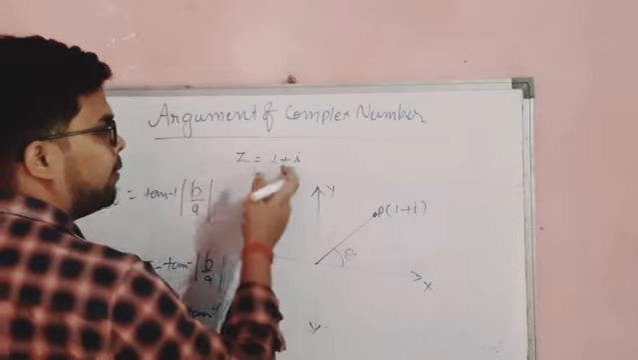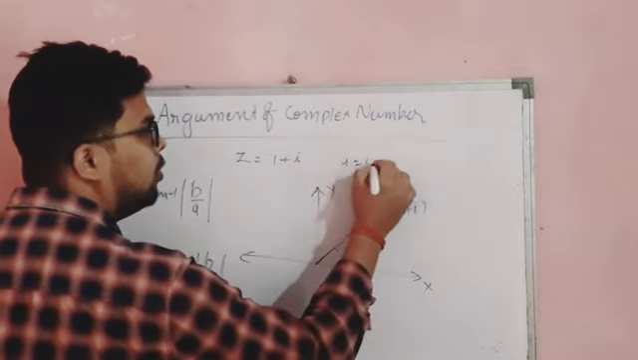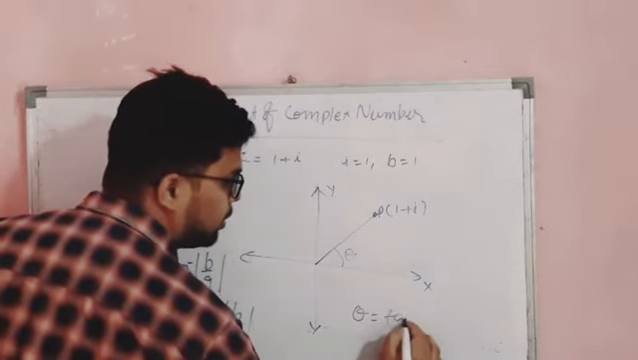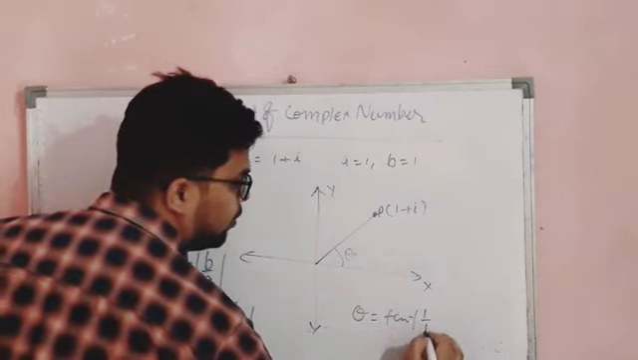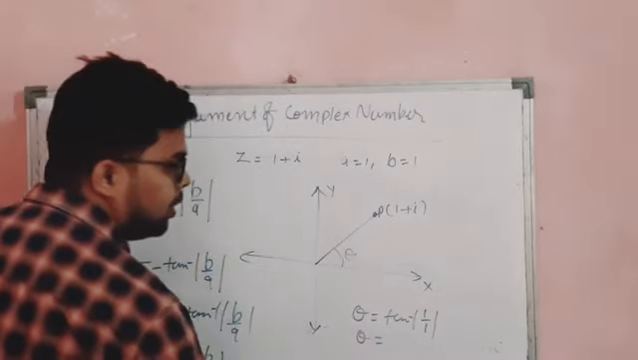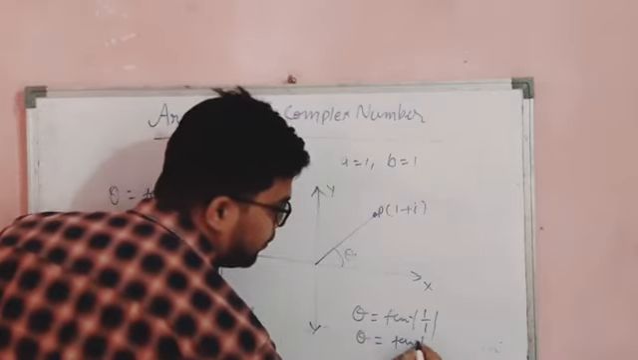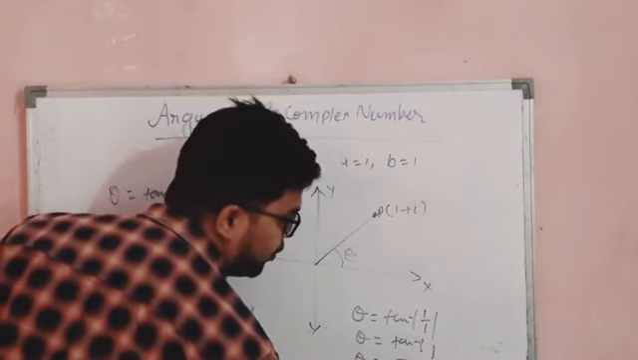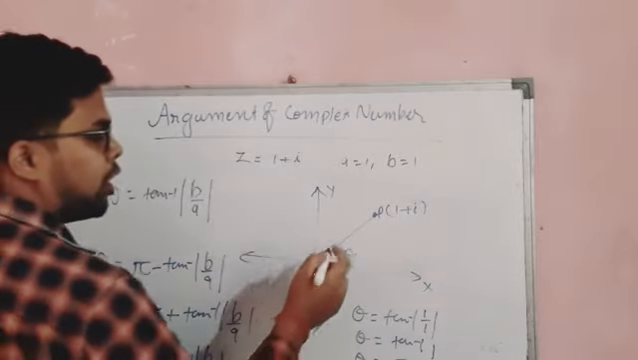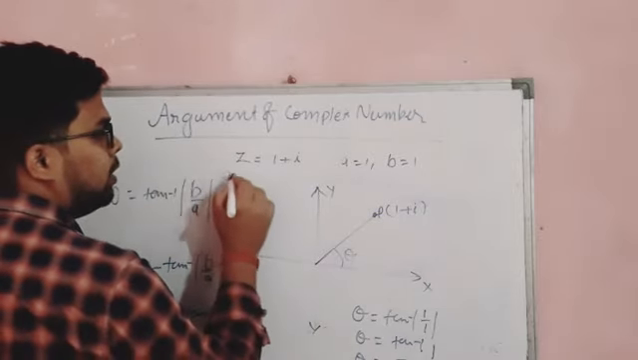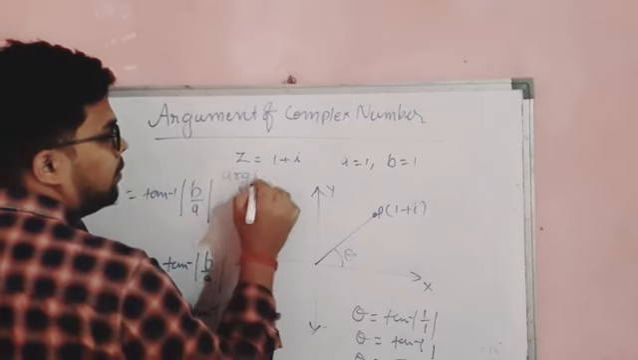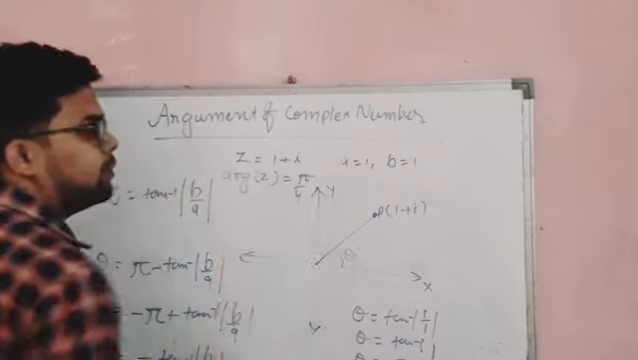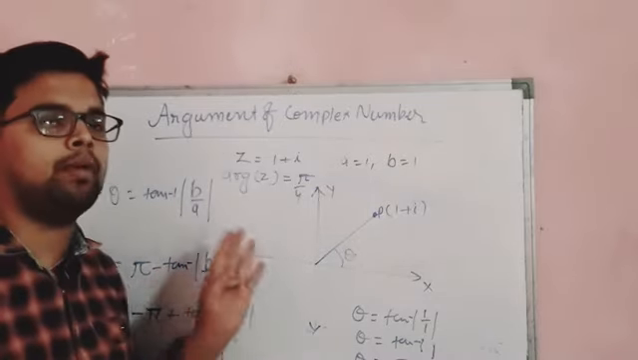So what will be the value of a? Here a is equal to 1 and b is equal to 1. So theta will be tan inverse 1 upon 1, so theta will be tan inverse 1. And what is the value of tan inverse 1? Pi by 4. Okay, so the argument of this complex number will be pi by 4. In this way you can find the argument of any complex number.